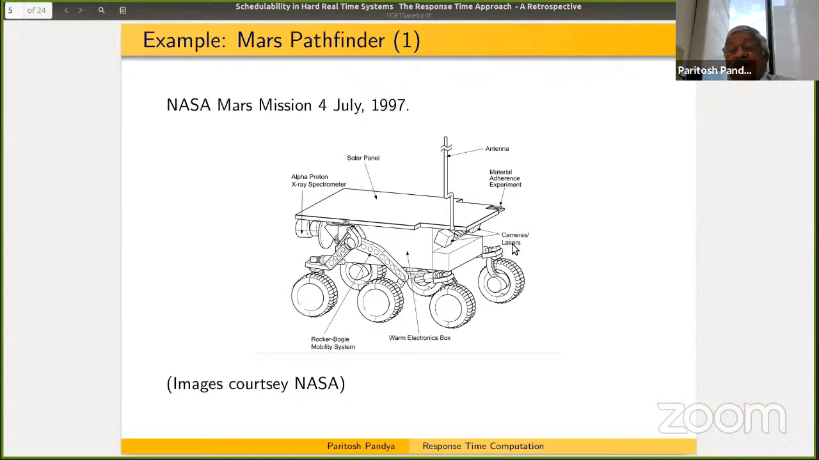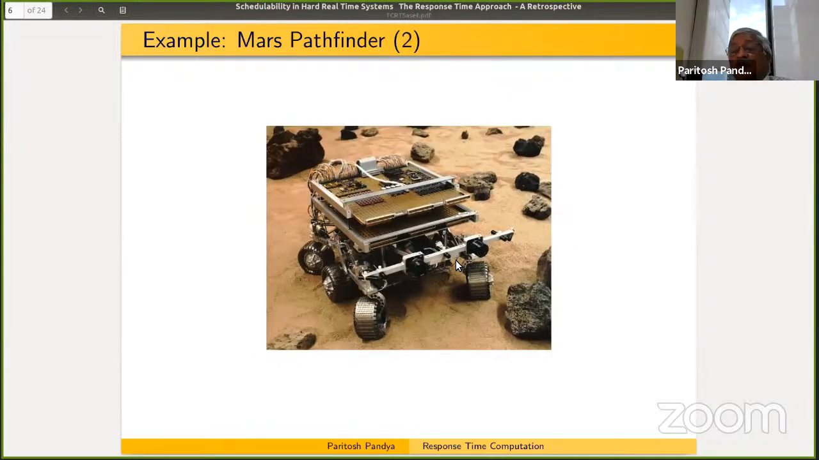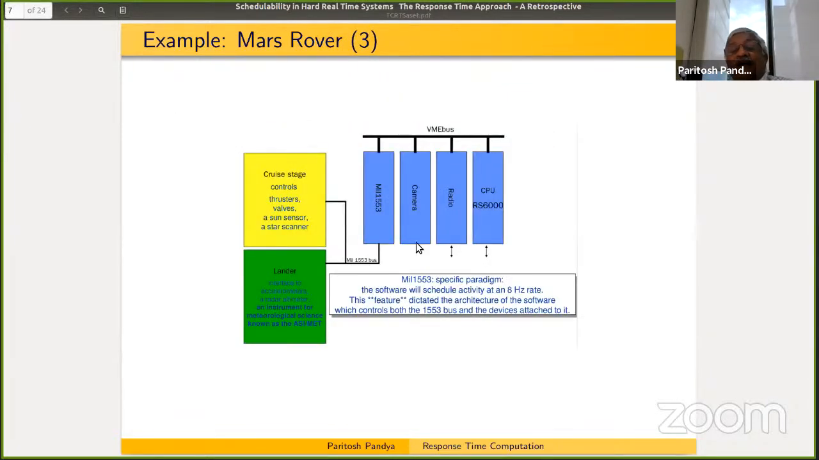And at the front, there are cameras and lasers to sense the conditions in front, so that the rover can be steered autonomously to move. Now, this is the actual picture of the rover. And internally, it would look like this, that there would be an onboard computer.